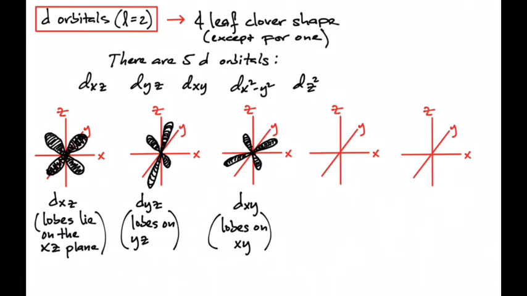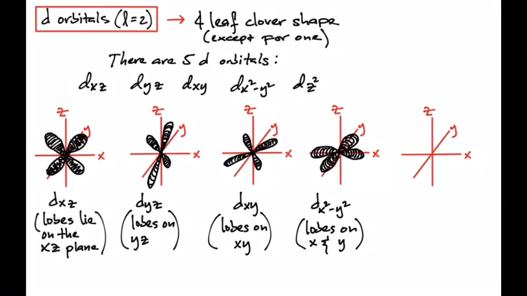All right, and the fourth one here is the x squared minus y squared. The lobes lie on both x and y axes. Okay, so you have the lobes on the x-axis and the lobes on the y-axis. So that's basically your dx squared minus y squared.